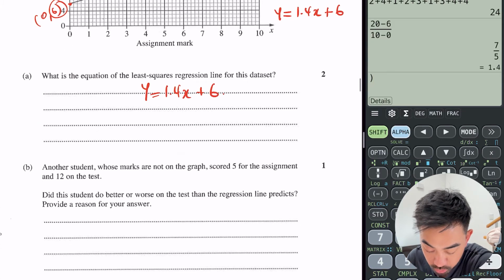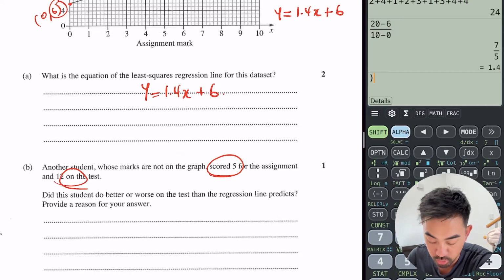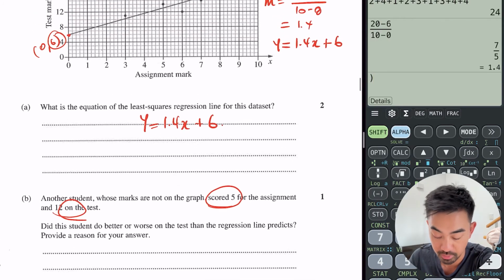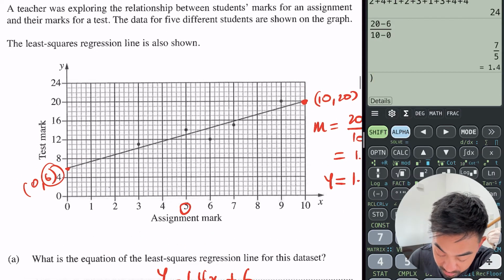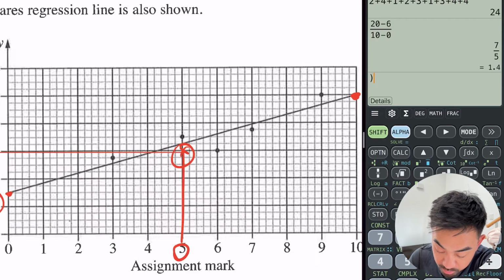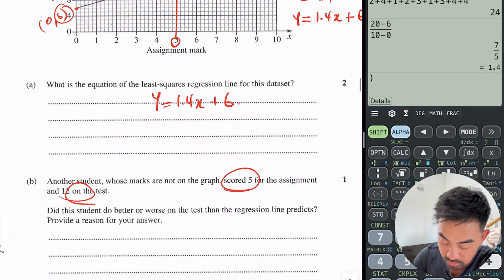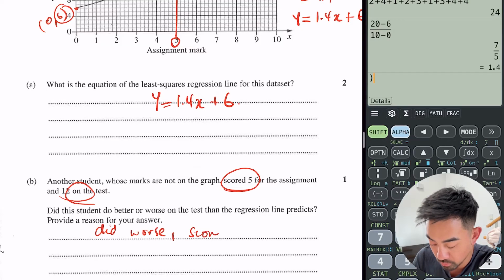Question B. Another student whose marks are not on the graph scored 5 and 12 on the test. Did this student do better or worse on the test than the regression line predicts? Provide a reason for your answer. Okay, so 5 and 12. Okay, so his mark is here. And as you can see, his mark is under the line of regression. So he did worse, because his score is below the regression line.